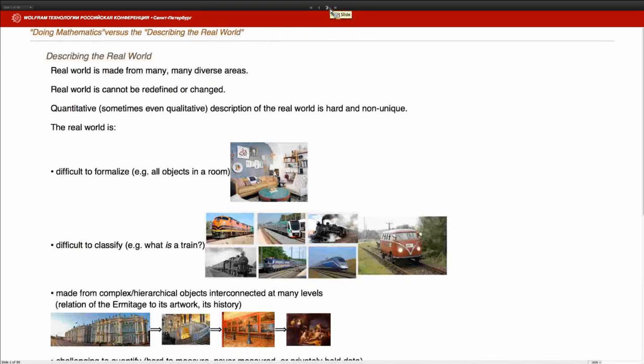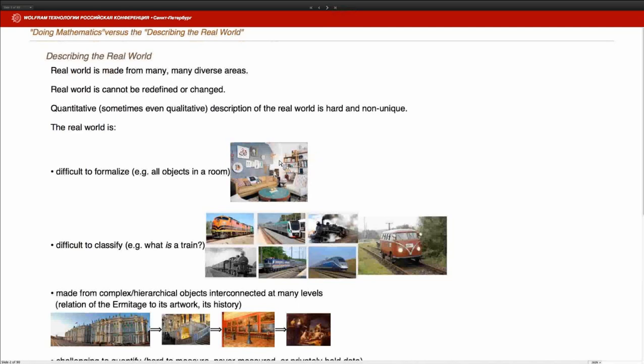The real world is a totally different business. It is made from a vast amount of totally different things. And it cannot be redefined through different axioms or definitions. It is just what it is. It is sometimes very hard to describe because it's not unique, it's fuzzy. It's very difficult to formalize.